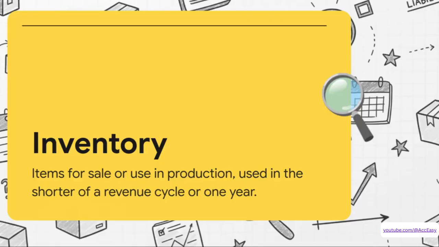Now, the official definition says it's items a business holds to sell or to use to make things they're going to sell. But see that last little phrase, whichever is shorter? That is super important. It's the rule that helps accountants classify inventory as a current asset. And that just means everyone expects it to be turned into cash pretty quickly, which gives investors a much clearer picture of the company's health in the short term.